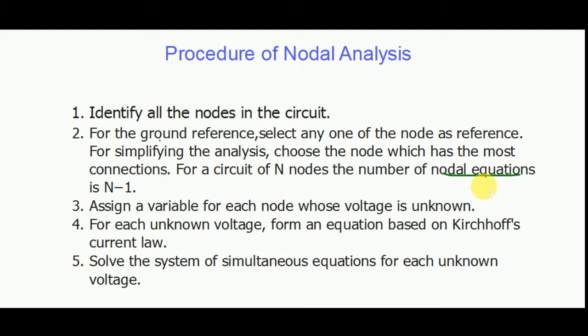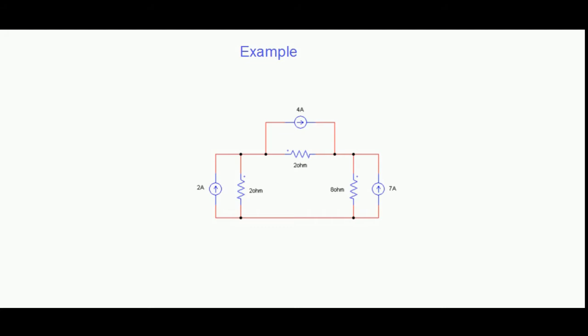After taking a node as a reference, give a variable name to the other nodes. After assigning the variable names, we have to construct equations according to the KCL. After constructing the equations, we solve them simultaneously and take out our required result. Now coming to an example to get a better understanding of nodal analysis.